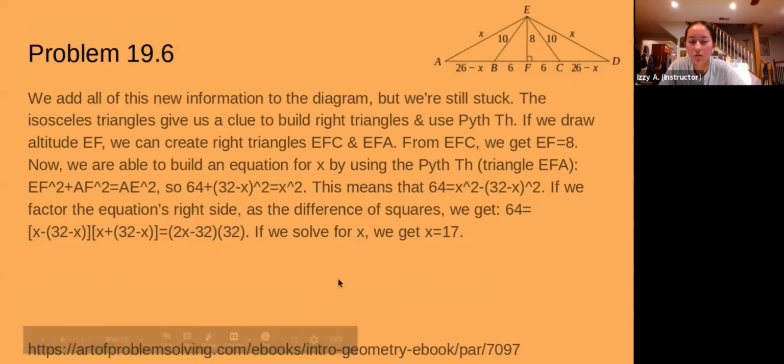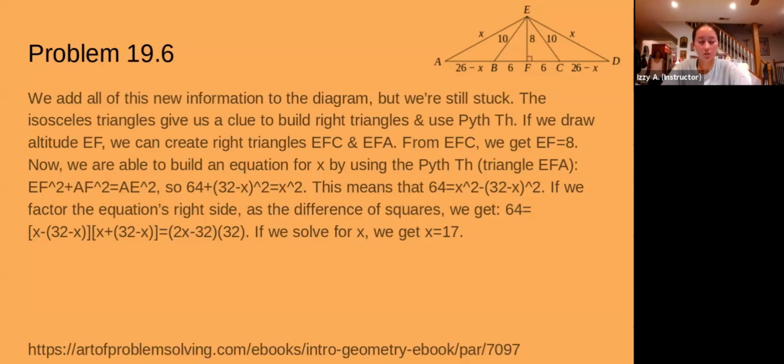The isosceles triangles give us a clue to build right triangles and use the Pythagorean theorem. If we draw altitude EF, we can create right triangles EFC and EFA. From EFC, we get EF is equal to 8, and now we're able to build an equation for x by using the Pythagorean theorem for triangle EFA. So EF squared plus AF squared is equal to AE squared. So 64 plus (32 minus x) squared is equal to x squared. This means that 64 is equal to x squared minus (32 minus x) squared.